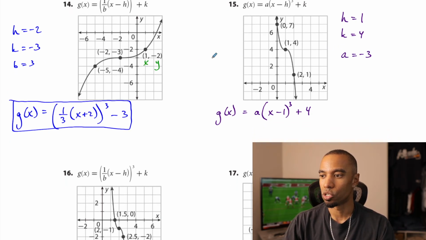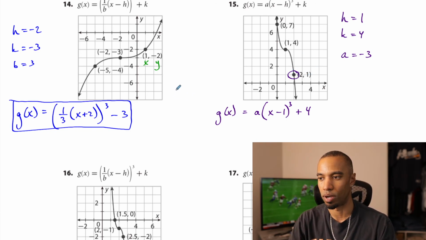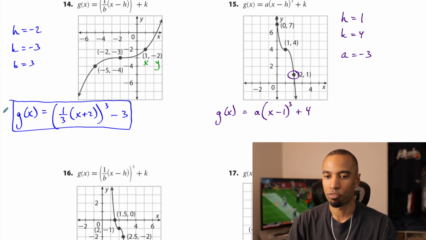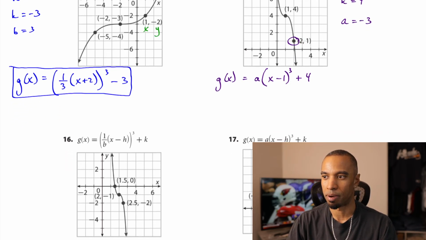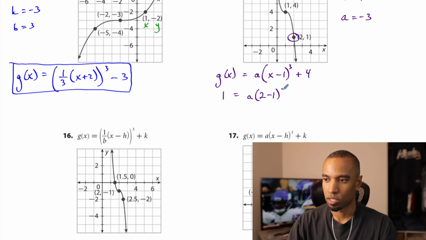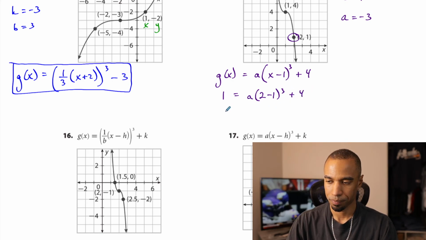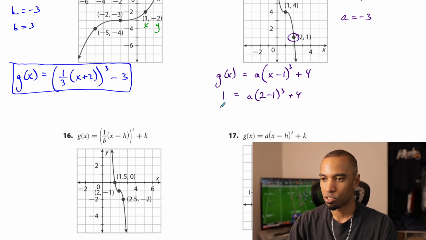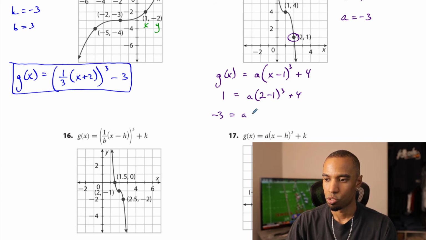Well, what you can do is you can take some x, y values, like such as this one. I'll just choose 2, 1. Plug 1 in for y and 2 in for x, and let's see if we get an a value of negative 3 by doing that. So 1 equals a times 2 minus 1 quantity cubed plus 4. Let's subtract 4 right now because we can, right? So minus 4, that's negative 3. Negative 3 equals a times 2 minus 1. 2 minus 1 is 1.